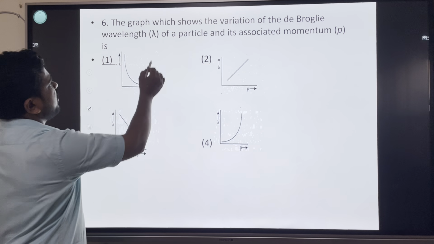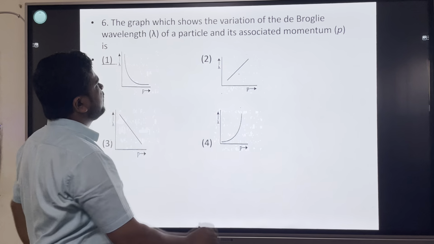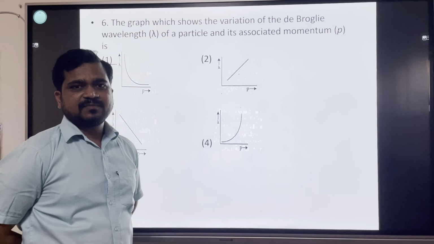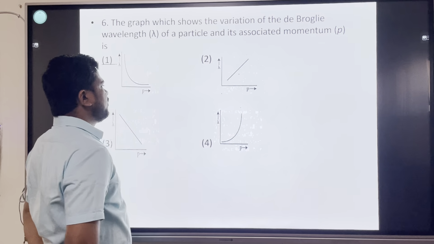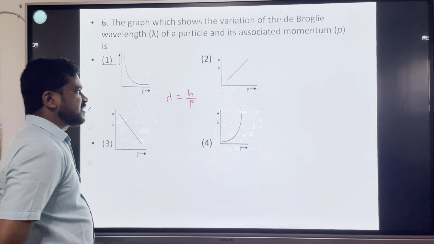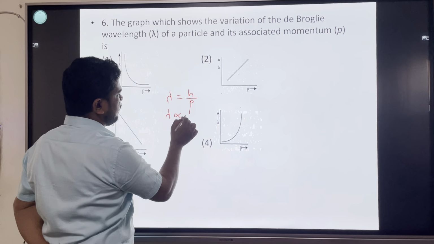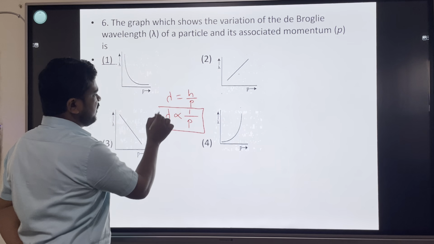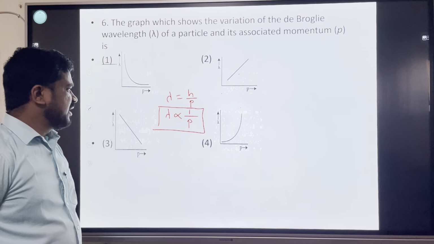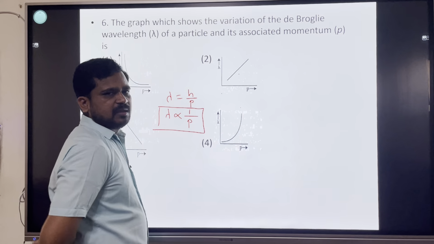Next one, graph which shows the variation of de Broglie wavelength lambda of a particle and associated momentum. De Broglie wavelength, we know the formula lambda is equal to h upon p. Very easy question. Lambda, wavelength, is inversely proportional to linear momentum. The inverse proportion graph is the first graph. This is a directly proportional graph. This is an inversely proportional graph. Keep in mind, lambda is inversely proportional to p. Graph is the first graph. Next.